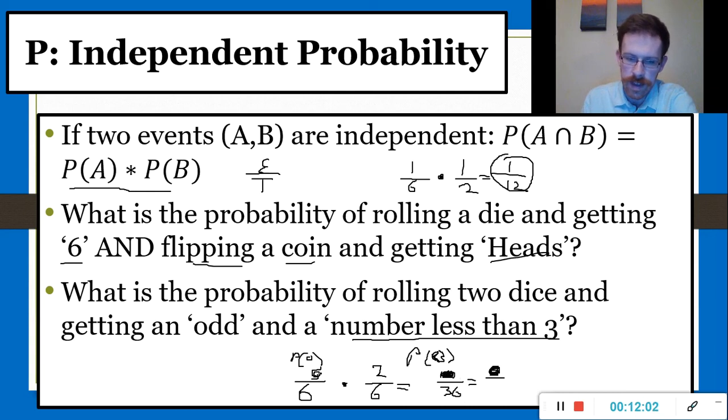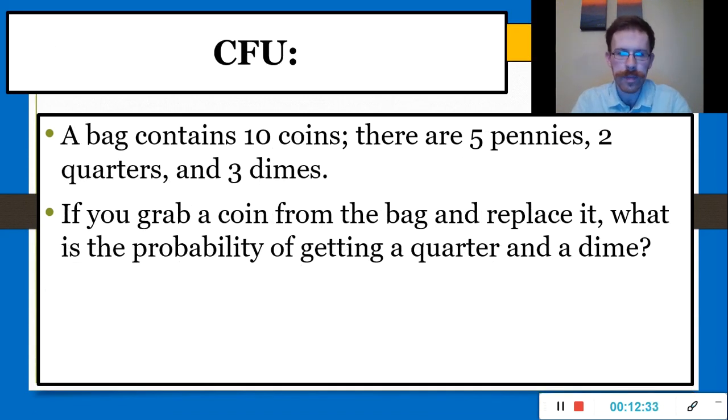Oh, woohoo! I nearly made a mistake. It is definitely not 5 out of 18. How many are odd? I said 5 as my last one, but there's only 3 of them that are odd. Well, 3 times 2 is 6 out of 36. You divide those both by 6, and it's 1/6. So, you actually have a greater probability of rolling 2 dice and getting an odd and a number less than 3 than rolling a die and getting 6 and getting heads.